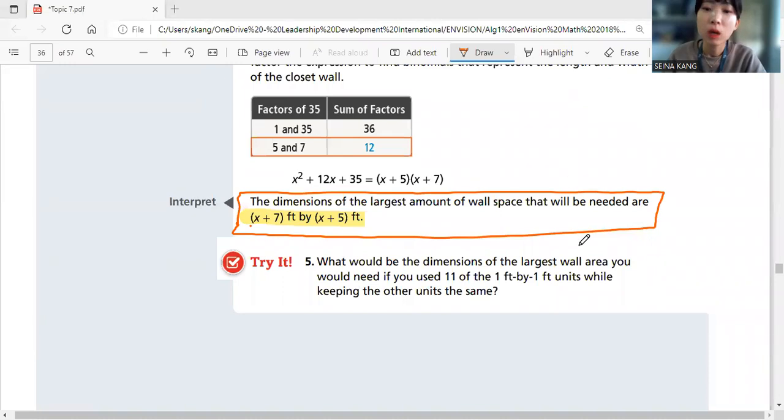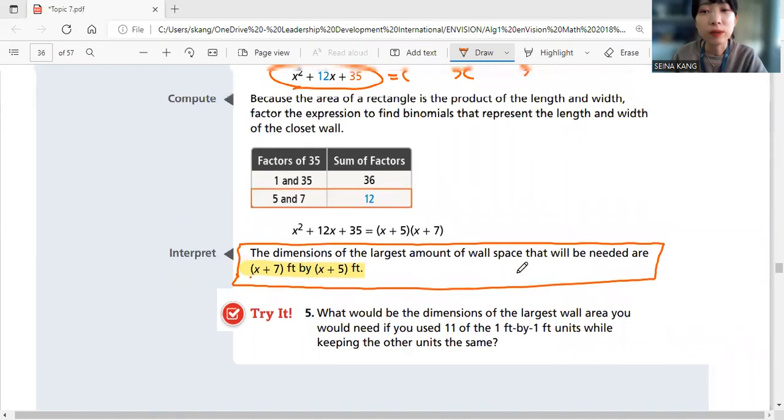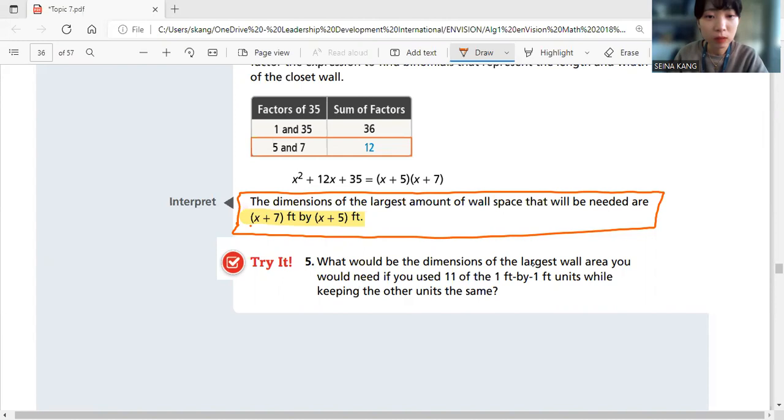Okay, are you ready? So what is the equation that you came up with? So if you're changing the unit of 1 by 1, instead of 35, you're writing the same polynomial, except your 35 becomes 11. And so that's equal to what two binomials? So something times something is 11. And the same numbers add up to 12. So 11 times 1 should be 11. 11 plus 1 should be 12. So you're writing x plus 11 times x plus 1.